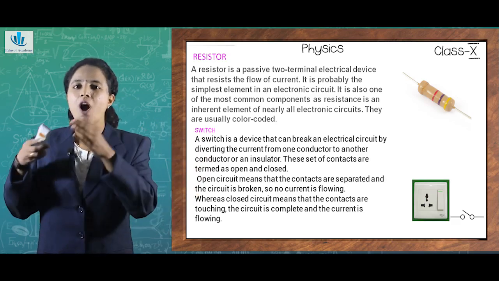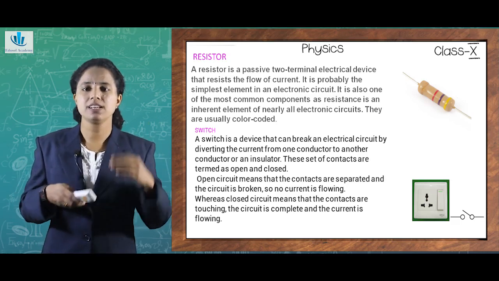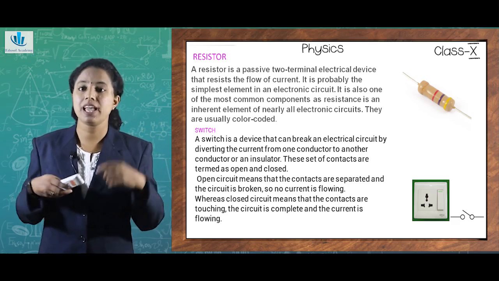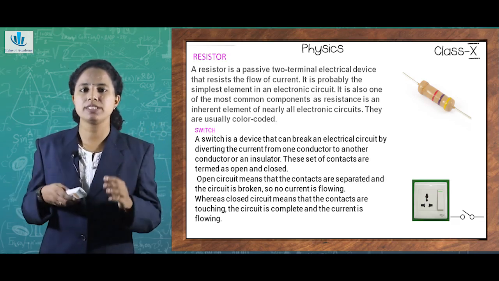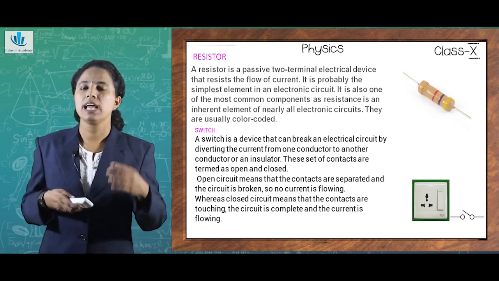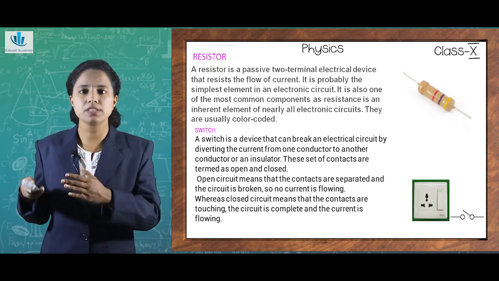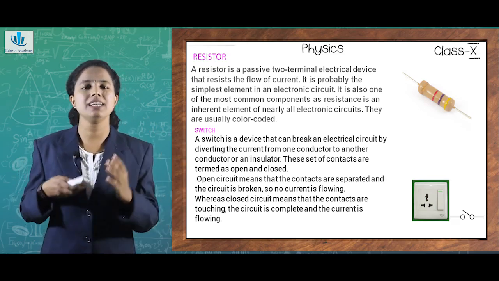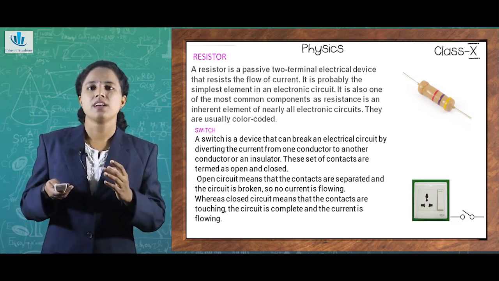So an open circuit is the one in which the switch is in an off position, or the contacts are not closed, they are open. Whereas a closed circuit is one in which the switch is in a position so that it contributes to the current flow, unlike in an open circuit where it does not contribute to the flow of current.